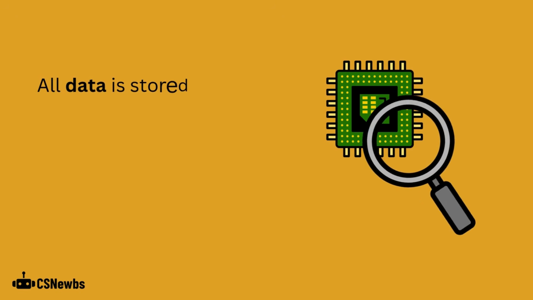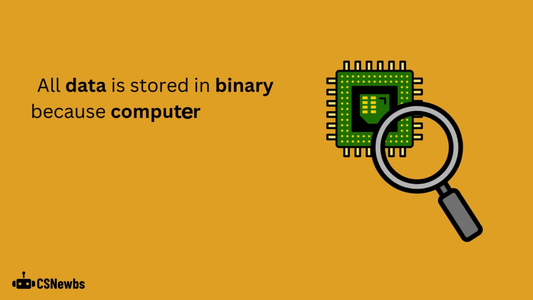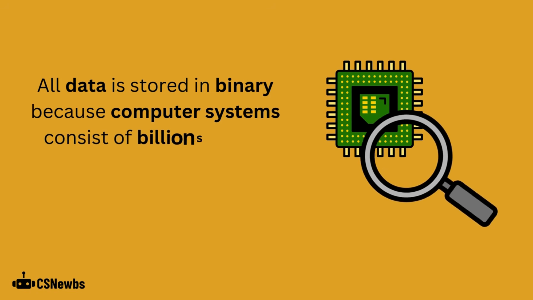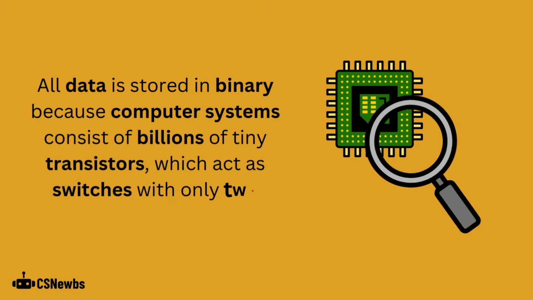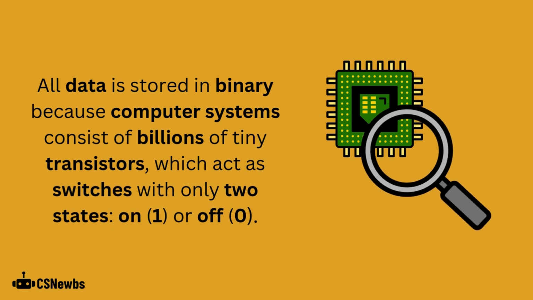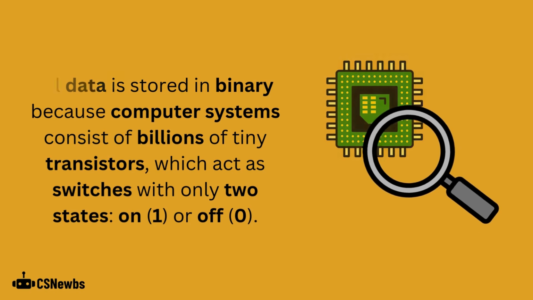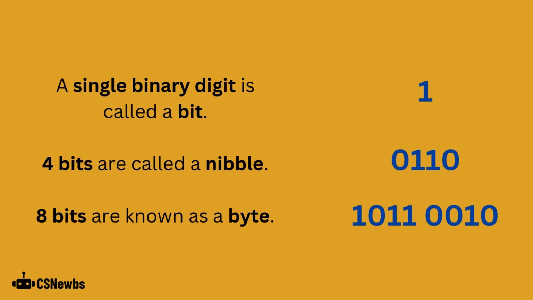All data is stored in binary because computer systems consist of billions of tiny transistors which act as switches. These switches have two states, on, which is represented as 1, and off, which is represented as 0. A single binary digit is called a bit. 4 bits are called a nibble. 8 bits are known as a byte.